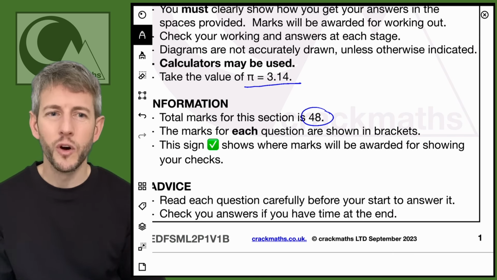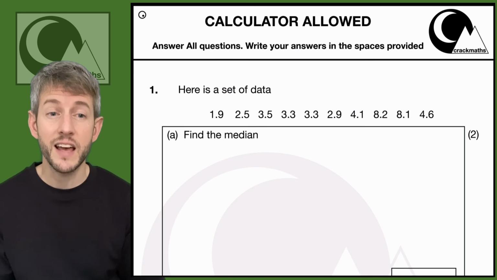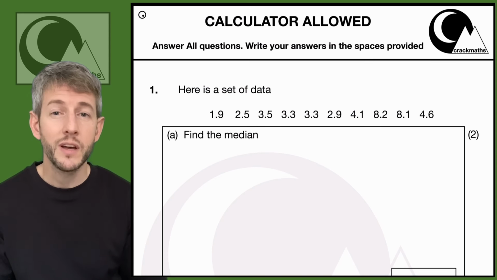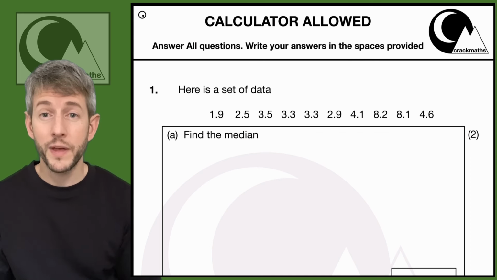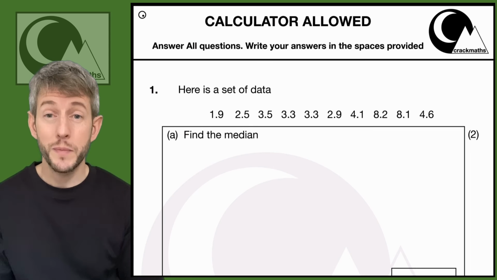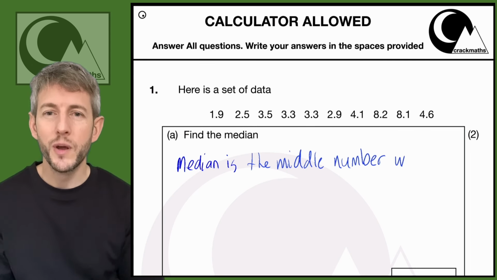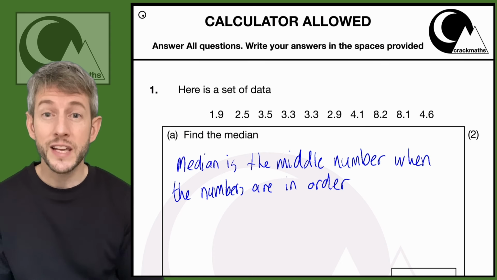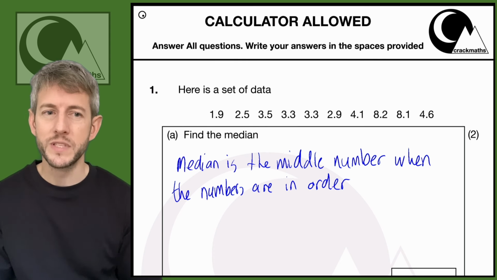Right, okay, so question 1 is saying here is a data set, and then we have a list of numbers, and the question says find the median. Okay, so we'll know that from tutorial 61, the median is the middle number when the numbers are in order. So the first thing that I need to do is put these numbers in order.